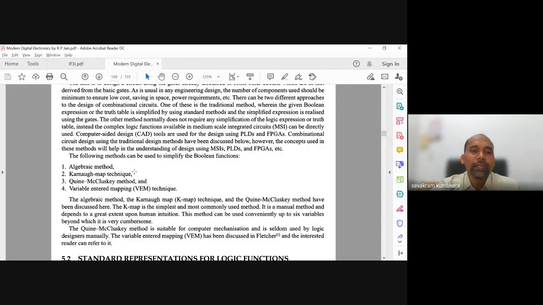The Quine-McCluskey method exists because the Karnaugh map technique has some limitations. We can only reduce 4 or 5 variables in a Karnaugh map. So if we have an equation with many variables, this Karnaugh map technique will be unsuitable, or it will not be able to reduce the equation. In that case, the Quine-McCluskey method will help us to simplify the Boolean function. So we have seen the algebraic method, and in this unit we are going to see the Karnaugh map. Quine-McCluskey and VEM are not in your curriculum.